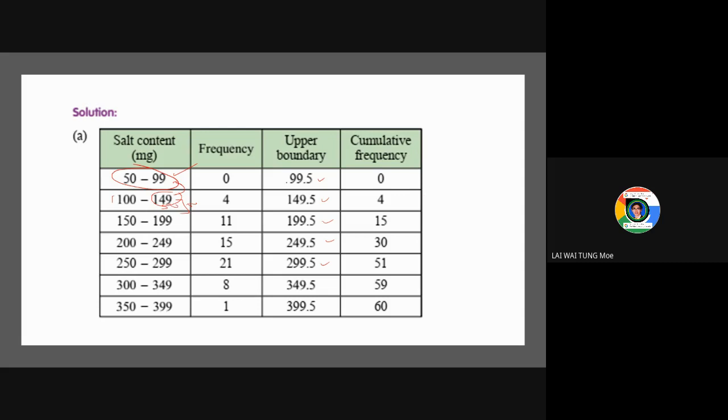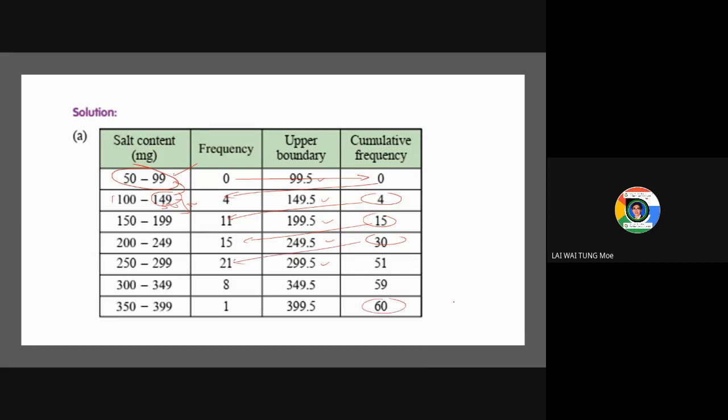And then don't forget, you have to find out the cumulative frequency. Very easy. Just copy back the first class frequency over here. This is the first one, 0. Then you add between 0 and 4, you get 4. And then this 4, you add the next frequency, become 15. 15, you add 15, you get 30. 30, you add 21, you get this one, and so on and so forth until you get 60.